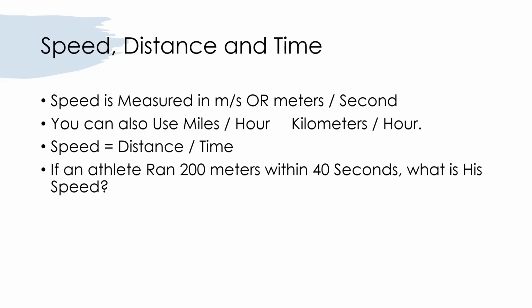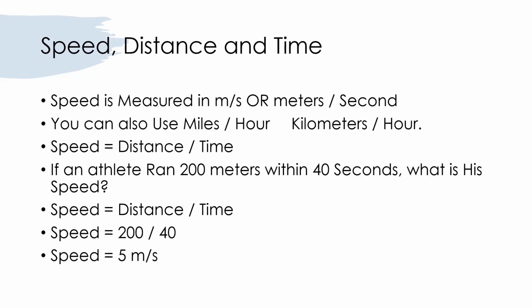Okay, here are the answers. Speed equals distance divided by time. Speed equals 200 divided by 40. Speed is 5 meters per second.